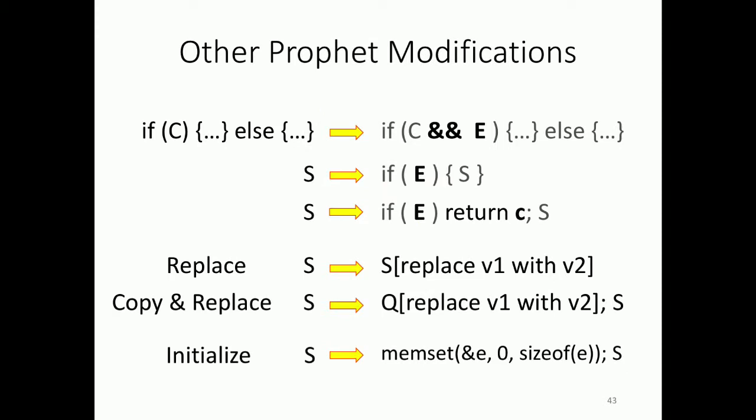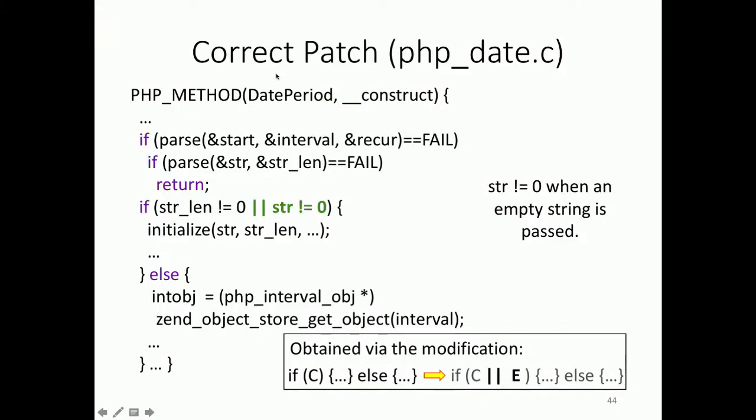Besides this rule, Prophet also applies other modifications like tightening the if statement, adding a new if statement, copying and replacing a statement, or adding a memory initialization statement. With those modifications, we can generate a lot of candidate patches. And here's one example patch inside the search space. For this particular patch, it redirects the execution to the then branch as long as the str variable is not an empty pointer. This fixes the empty string case. And it is actually semantically equivalent to the later developer patch. So this is the correct patch for this case that we want.